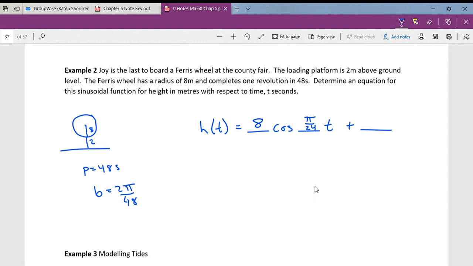Since they're getting on at the loading platform, so at the bottom, I'm going to put the negative so I don't have to worry about any phase shifts. And then my displacement is going to be the distance of my center, which is going to be the distance from the ground plus the radius, so it's going to be plus 10. And then again, I could ask you follow-up questions about at what time you were at this height, or at what height you will be at this time.